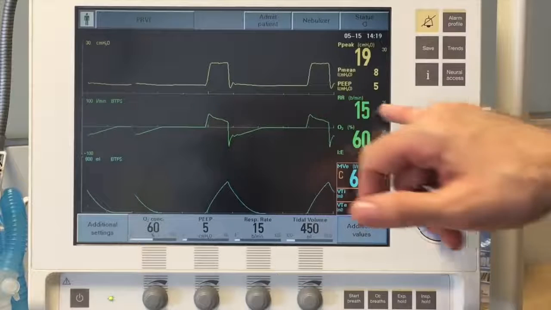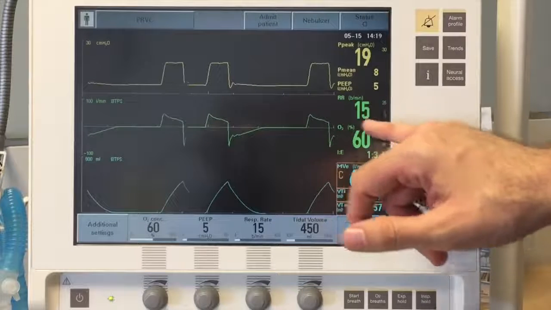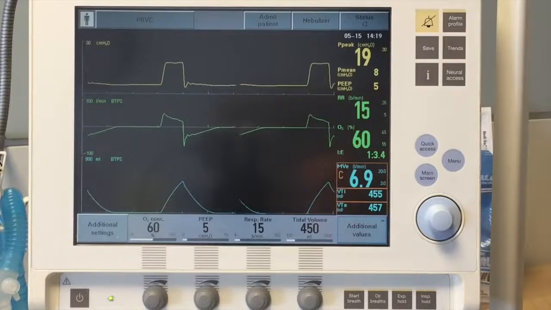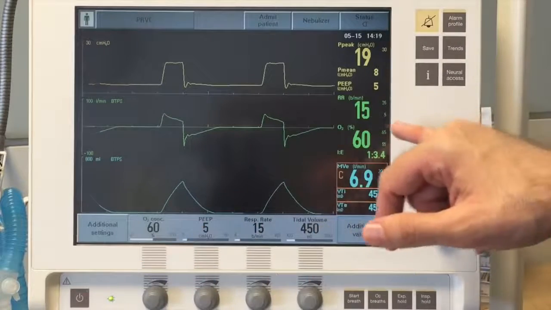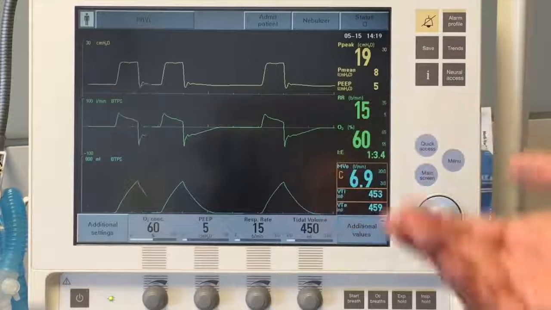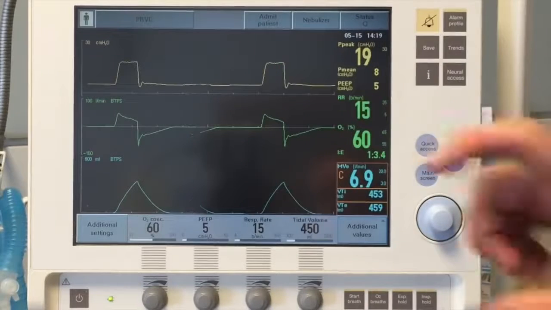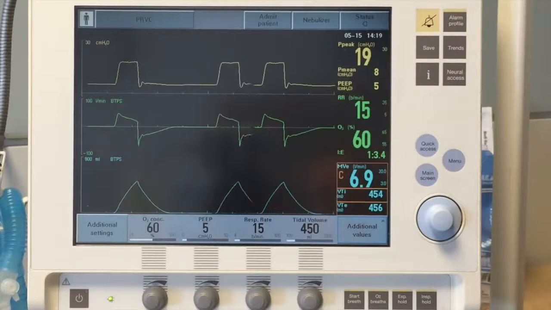endotracheal tube. This is documenting that the patient is still on 60% oxygen, that they're actually getting the oxygen you want them to be getting. And there will be discrepancies here sometimes, for example, when you first make changes to the amount of oxygen that you're requesting as the oxygen blender dials up and down.